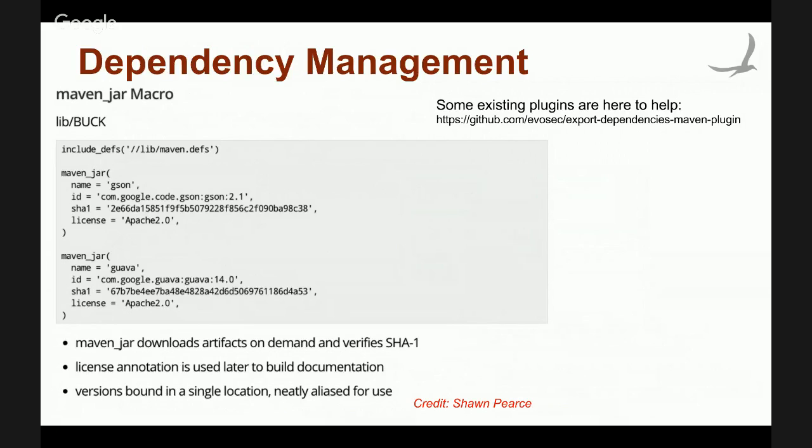But here is sort of a classic Buck rule. You have a rule descriptor here. This is an extension of the Buck main API, which defines a Maven jar and gives it a name, so that name is how you depend on it in other modules. Then the ID is the group ID, the artifact ID, and the version. You provide a SHA-1 hash so that it knows when it fetches the artifact from the remote site that it got the right one. And then this is an example from Gerrit.